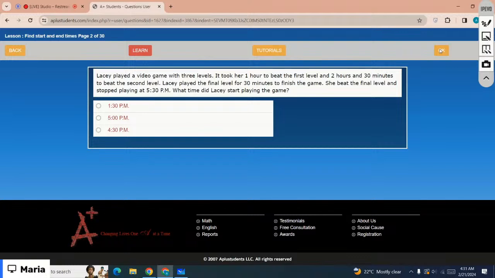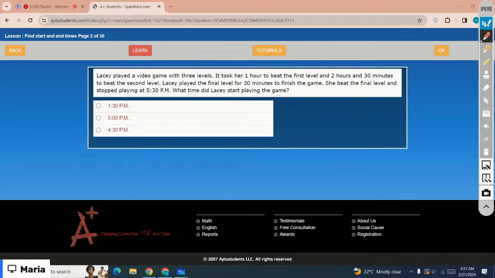No, not 4:30. Calculate the time he is playing. Right? Calculate the time. 1 hour here, then 2 hours and 30 minutes. So 2 plus 1 is 3 hours and 30 minutes, right? Then again 30 minutes. So 30 minutes and 30 minutes make 1 hour. So 3 hours plus 1 is 4 hours. That means he played the game for 4 hours. So he ended at 5:30. Subtract 4 from 5:30, go back 4 hours.